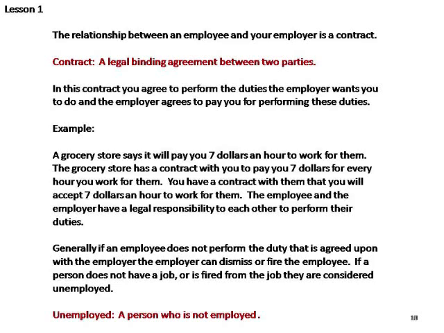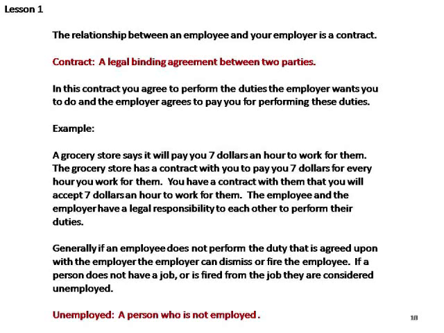In this example, the grocery store pays the employee $7 an hour to work for them. The grocery store has a contract with you to pay the employee $7 for every hour they work. On the other hand, you have a contract with them that you will accept the $7 for the work you do for them. You must also abide by the rules of that employer.